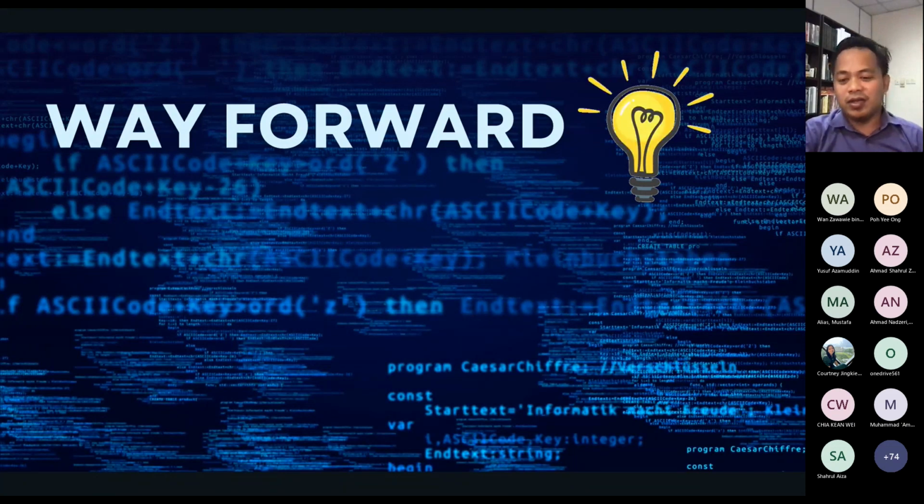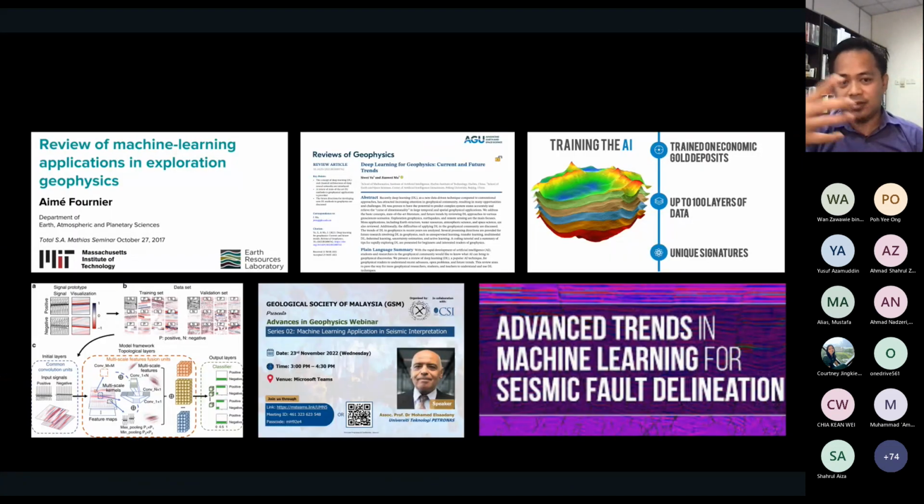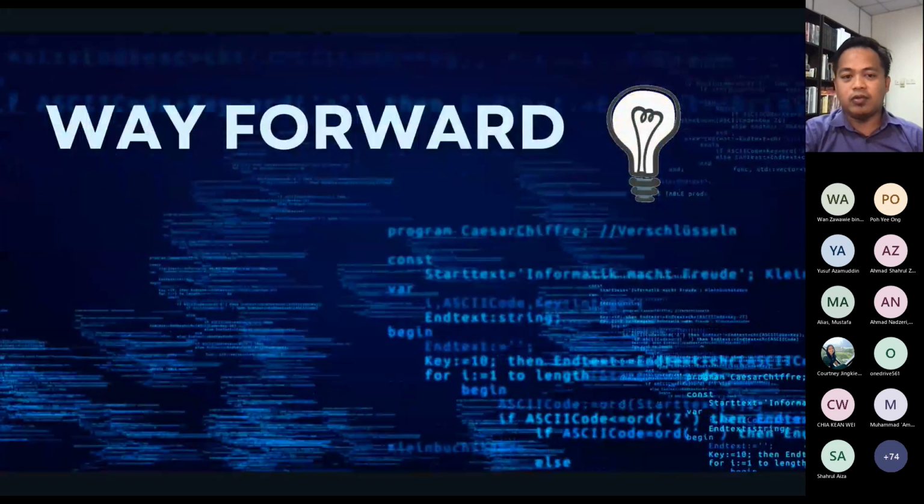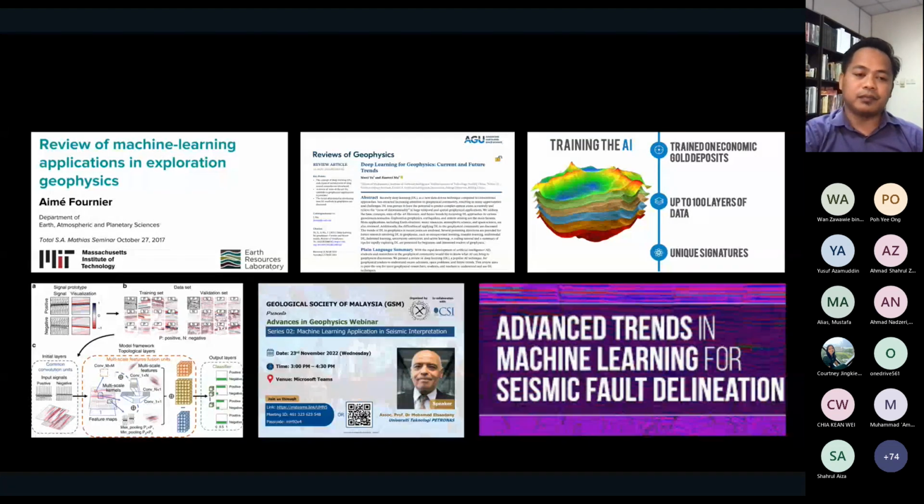But in order to deal with big data, if you go to any conference related to geophysics, it is always AI, artificial intelligence, or machine learning. So that is the way forward for geophysical monitoring as well, whether you deal with near surface or subsurface, especially subsurface. So that is the thing that we always need to think about.